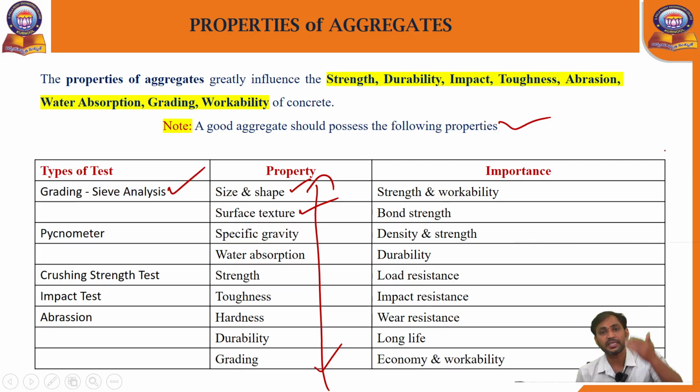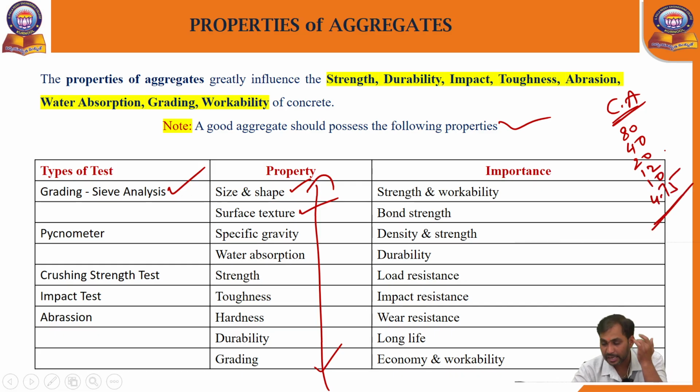So here a set of sieves will be arranged. These are the different types of laboratory work, which I will explain in the next lecture video. So, in sieve analysis, a set of sieves will be there. For coarse aggregate, the set of sieves will be arranged as 80 mm, 40 mm, 20 mm, 12.5 mm, 10 mm, 4.75 mm. Here it is enough. Finally a pan will be provided.